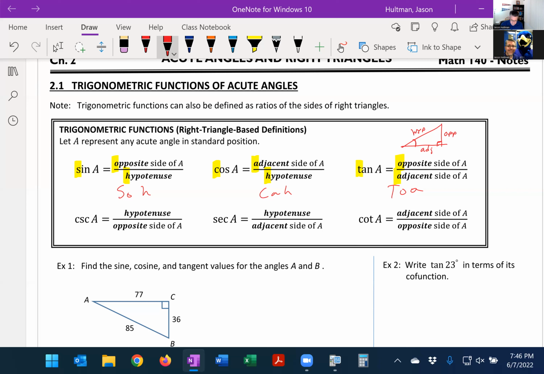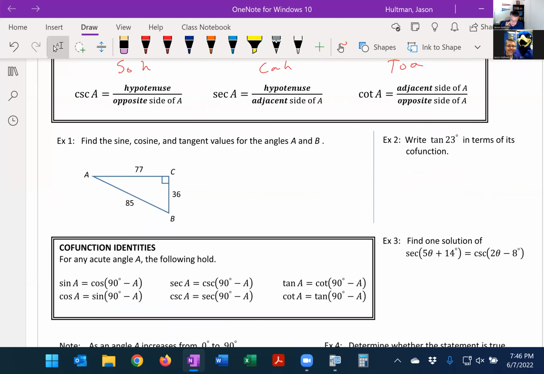Okay, example 1, find the sine, cosine, and tangent values for A and B. Okay, so the sine of angle A, sine is opposite over hypotenuse. So if I look at my angle A here, opposite to angle A is 36. So that's going to be 36. And the hypotenuse is 85. So that's going to be 36 over 85.